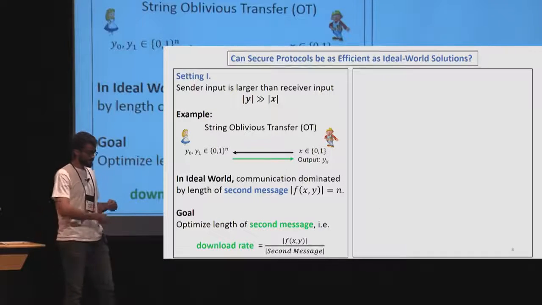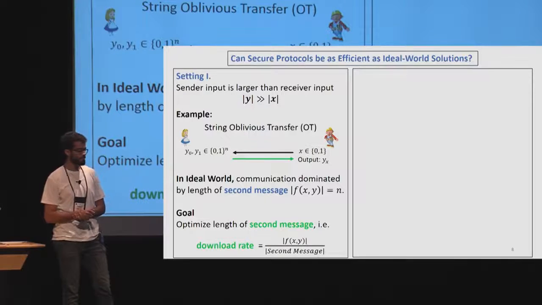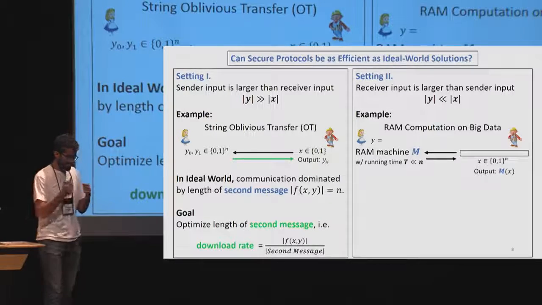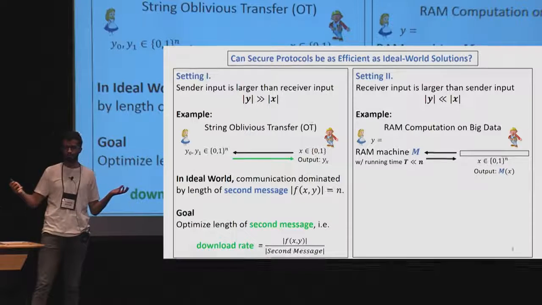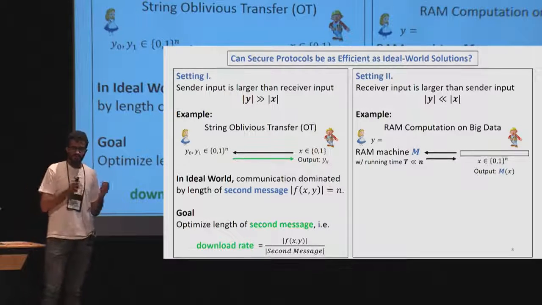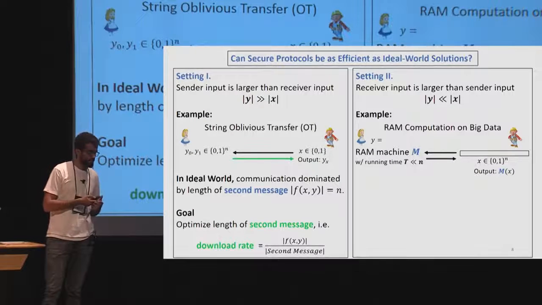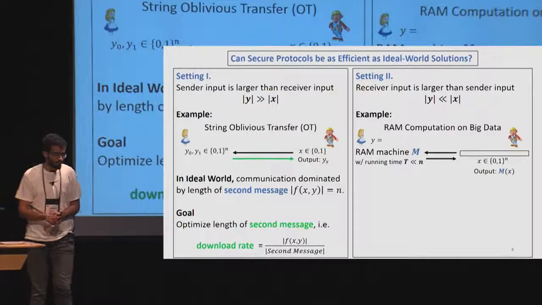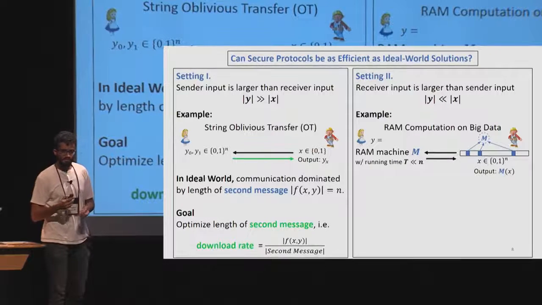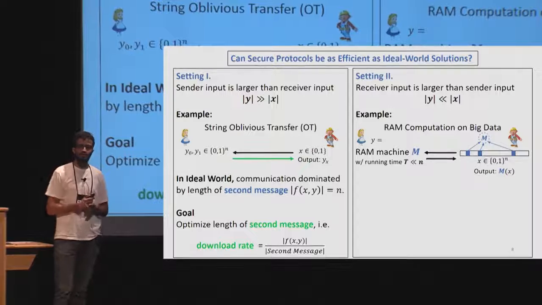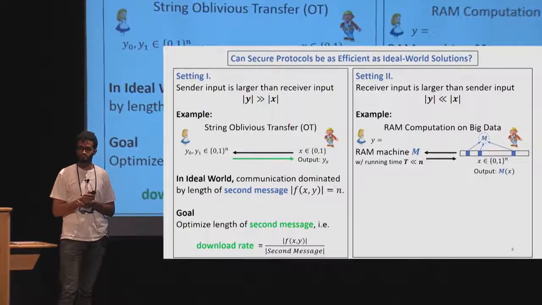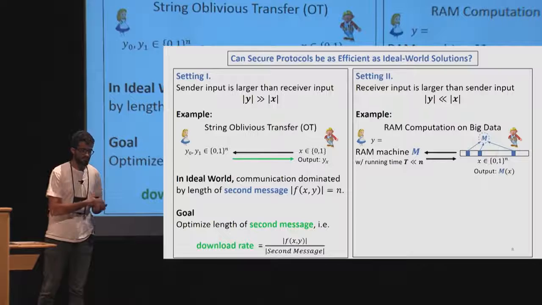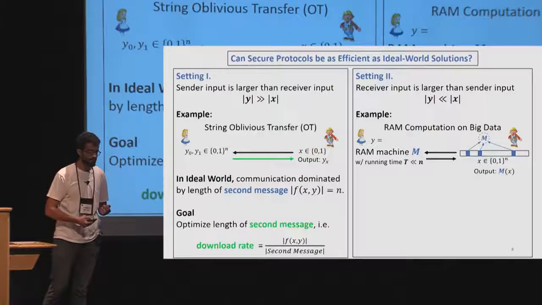Good. So the second scenario I'm going to consider for our applications is when the receiver input is actually the largest input of the two. A very generic example is when Bob, the receiver, has a huge database of size n, and the sender Alice has a small RAM machine with running time much smaller than n. The goal here is to let Bob learn the output of M when we run it on his database X. And notice that because the running time of M is much smaller than n, when we run it on the database X, it looks at very few locations of the database. So again, we want to achieve this functionality while keeping both M and X private.